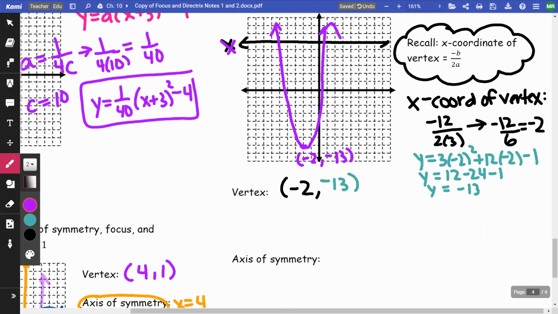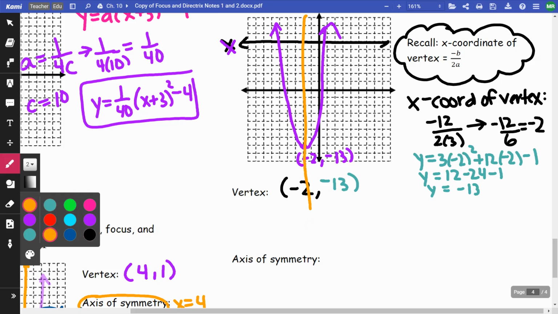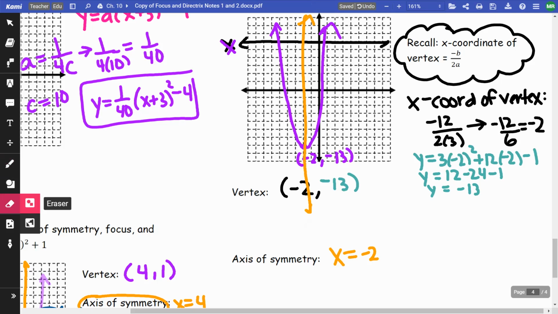Again, I like to see a graph to help me find all these pieces so I know exactly which corner is being affected. So my axis of symmetry is going to be the vertical line right here that goes through that vertex. And that's going to be x equal -2. That is going to be my axis of symmetry.